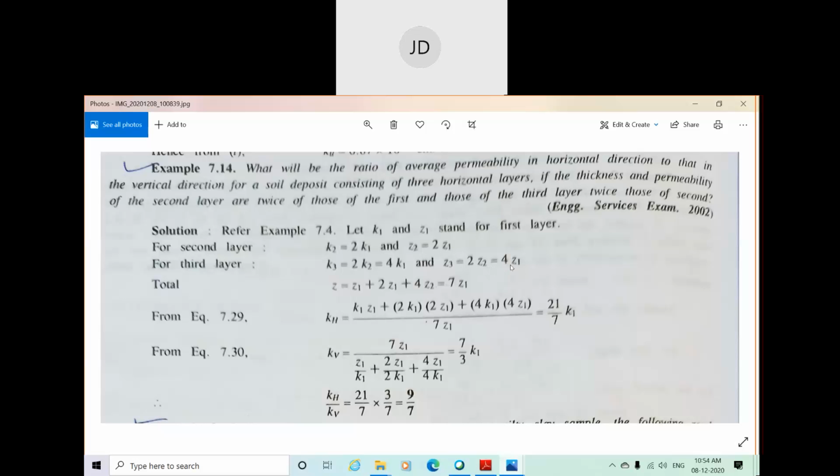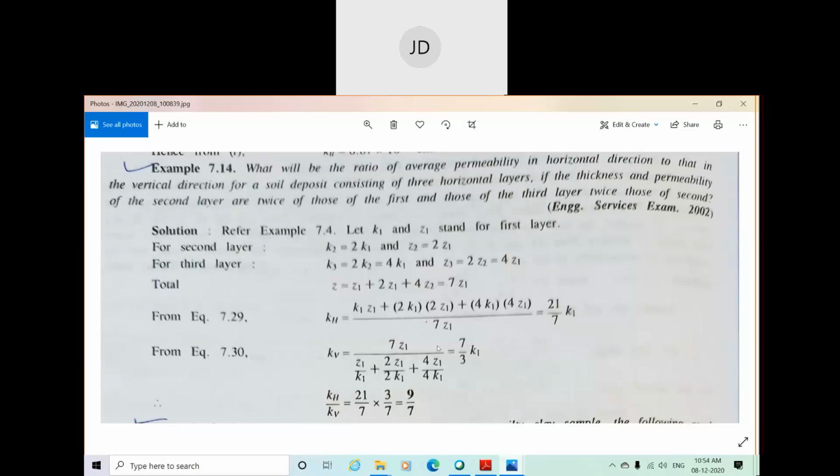Now it gets very simple. Now you need to find the total thickness of the layers. You know what total thickness is: the summation of the thickness of each layer. For the first layer, we have already considered Z1. The thickness of the second layer is twice Z1, and for the third layer, 4Z1. So the total thickness comes as 4 plus 2 plus 1, that is 7Z1. Now the problem becomes very easy.